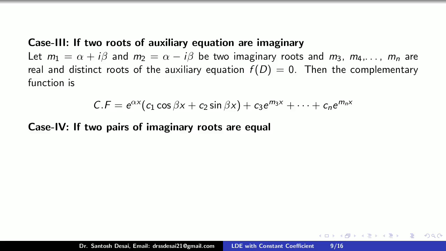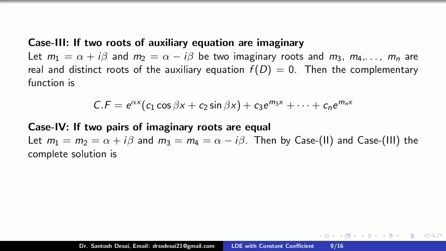Now consider the last case. If two pairs of imaginary roots are equal, that means two complex numbers are repeated. So let us take m1 is equal to m2 is equal to alpha plus i beta, and m3 is equal to m4 is equal to alpha minus i beta. That is, two imaginary roots are repeated, and the remaining are all again real and distinct. Then by case 2 and case 3, the complete solution is given by.